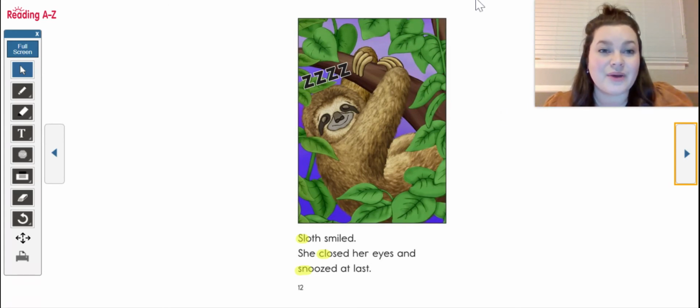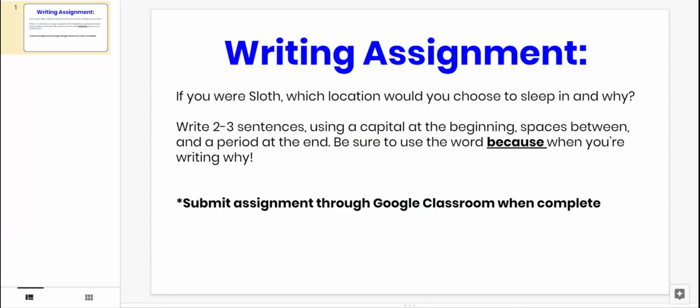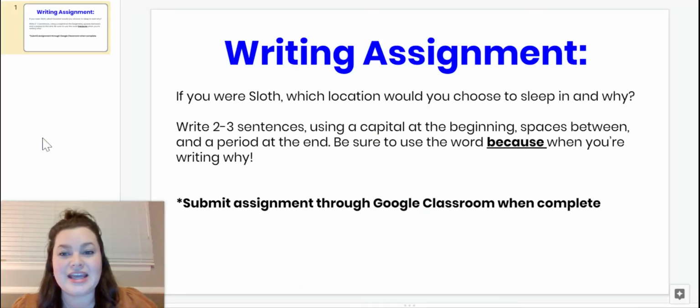So now what we're going to do is we are going to get ready for a writing assignment. Our writing assignment today is, if you were Sloth, which location would you choose to sleep and why? So you are going to write 2 or 3 sentences, and don't forget your capital at the beginning, spaces between your words, and a period at the end of your sentence. And we know that when we tell why, we use that magical word because.